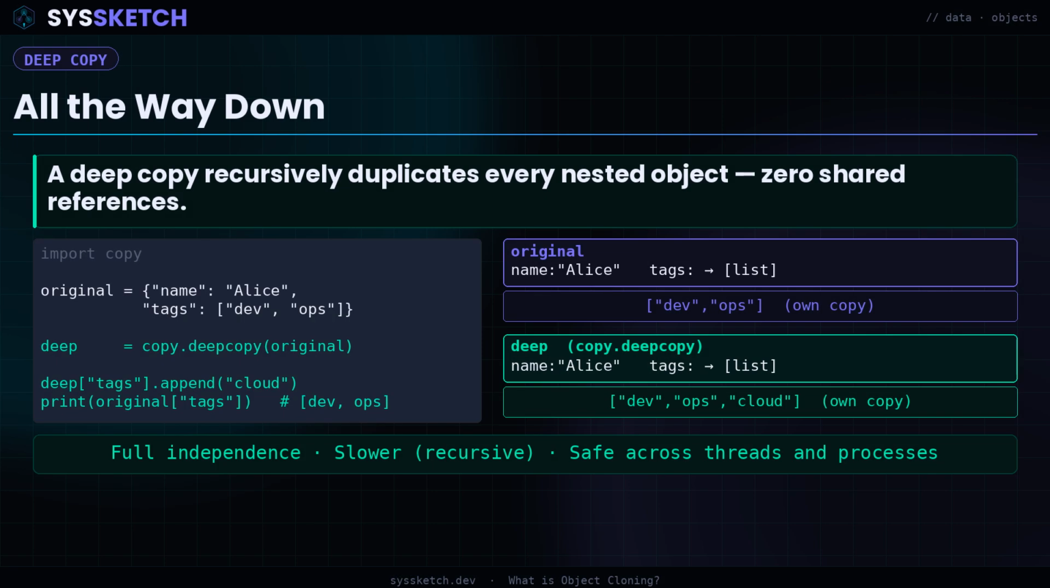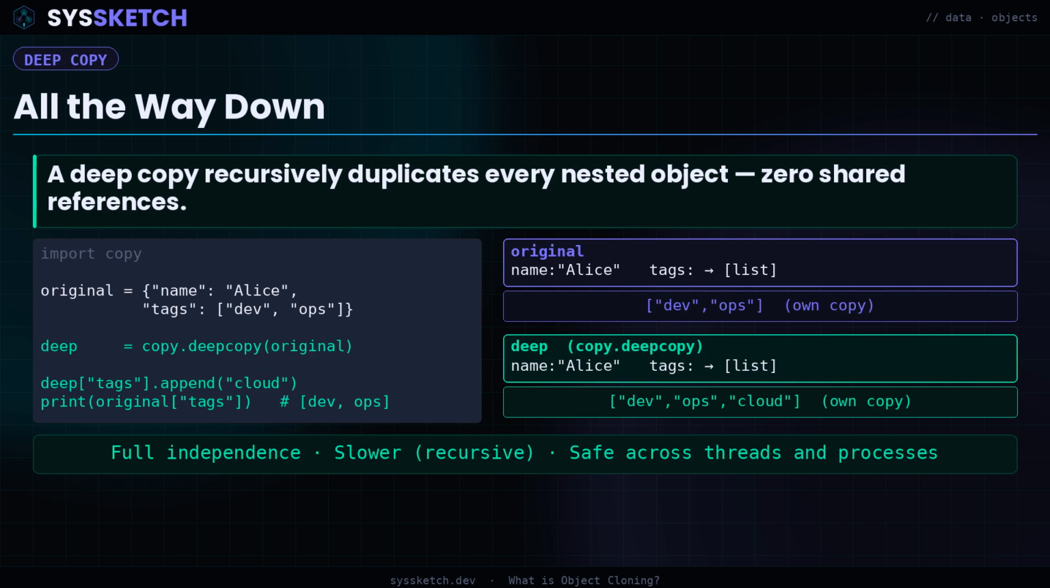A deep copy solves the sharing problem by recursing into every nested object and making independent duplicates all the way down. Call copy.deepcopy and you get a completely separate object tree. The original and the deep copy share nothing at all. You can mutate tags in the deep copy and the original tags list is completely untouched. The trade-off is performance cost. Deep copy is slower than shallow copy because it has to traverse the entire object graph. For large or deeply nested structures, this overhead can be significant.